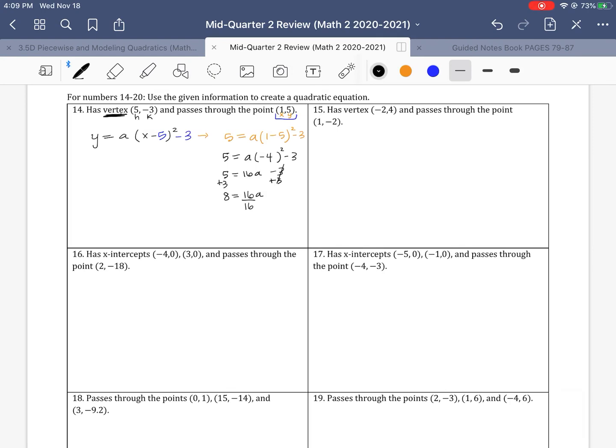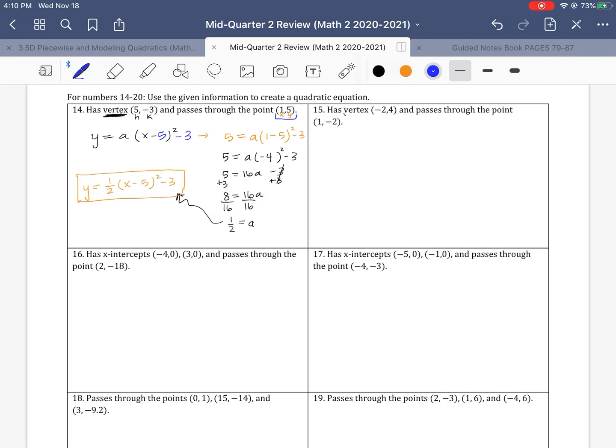Then I can divide by 16. So a would be equal to, if I simplify that fraction, that would be 1/2. So our final answer is just putting that 1/2 into that original equation. So this would be y is equal to, there we put the 1/2, and then we have our x minus 5 squared -3. And then you could always graph that if you wanted to check that that worked. All right, let's do one more of those.